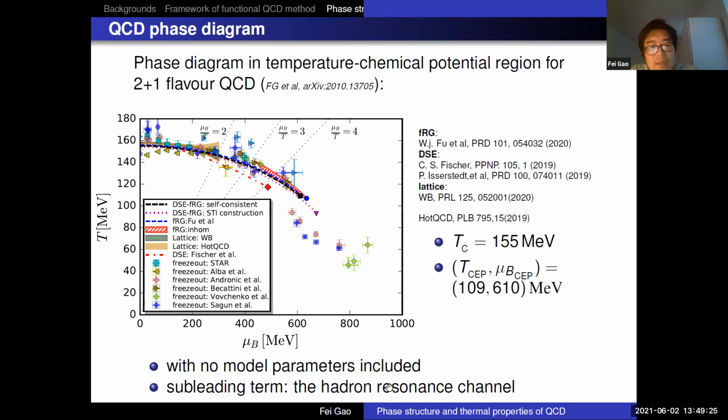And also, if we want to study the liquid gas transition at very low temperature and high chemical potential, we need this hadron resonance channel. So this is what we want to do, to include this for the higher chemical potential.